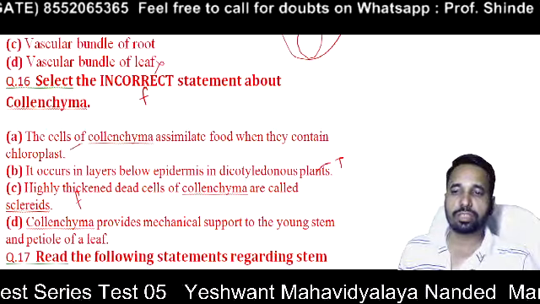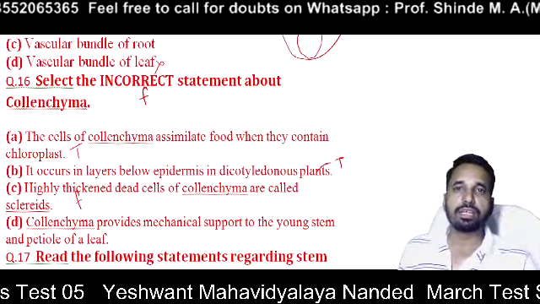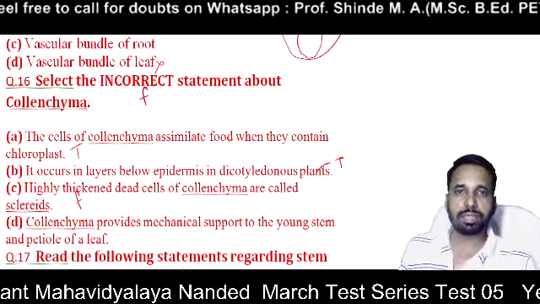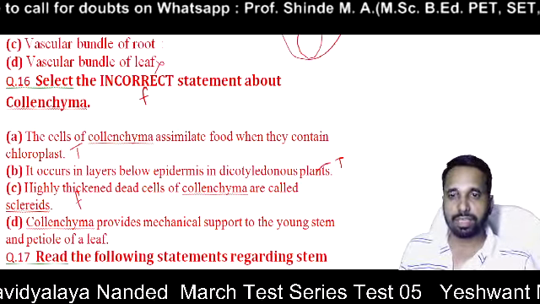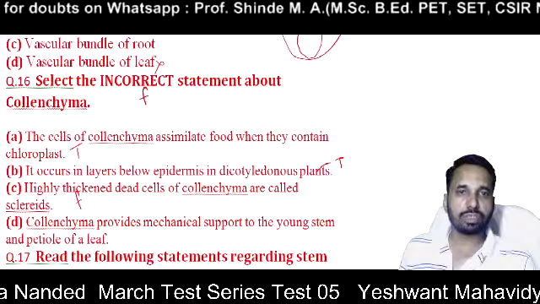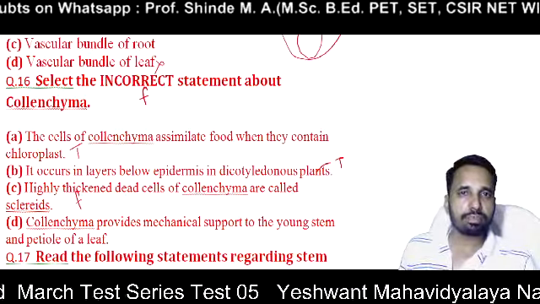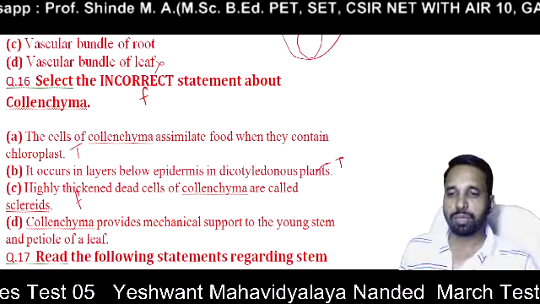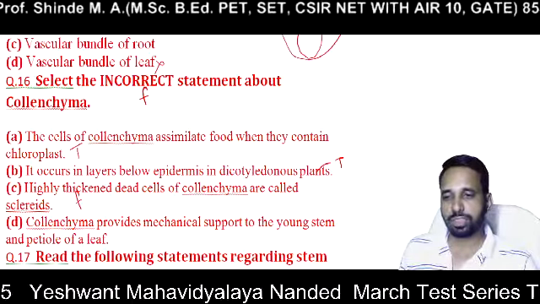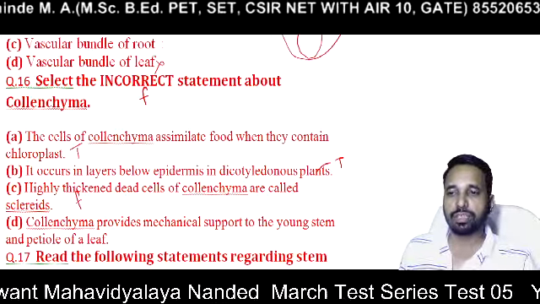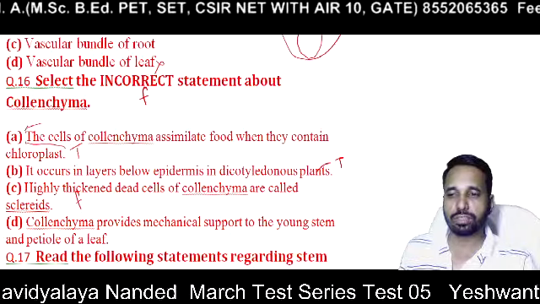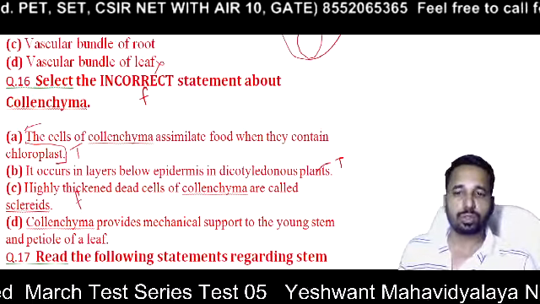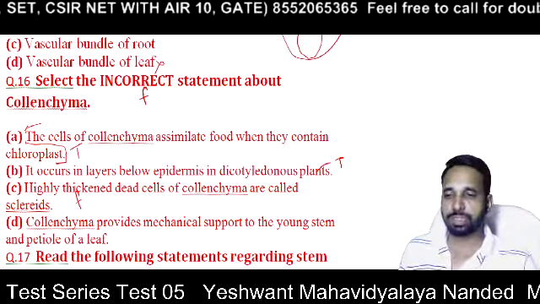Now we come to know that the first must be a true statement. I have told you many times that whatever the source of knowledge, if it is coming to you, welcome it. Never deny it. Even these options are enriching you with some extra knowledge, so please welcome it. Then last, collenchyma provides mechanical support to the young stem. Yes, we know this already, it is given in NCERT. Only the first statement is new for us. So we must remember that collenchyma also assimilates food when it contains chloroplast.